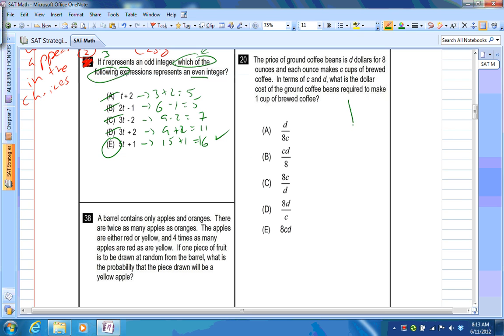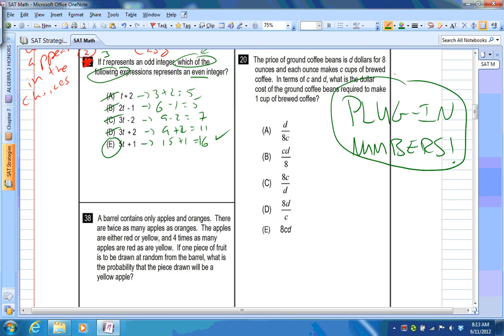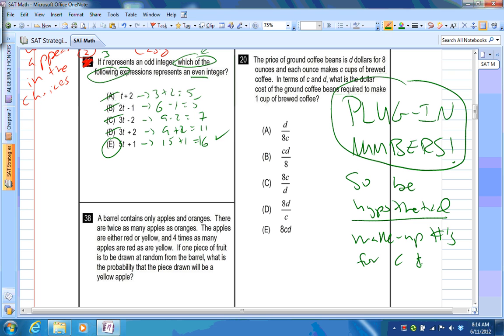What you want to do again is plug in numbers. That's absolutely crucial. To do this problem correctly, you've got to plug in numbers. It's too hard to do it algebraically. I even have a hard time doing it algebraically, like trying to figure out what equations, expressions you use. It's too much. So be hypothetical. What that means is make up numbers for C and D. But choose numbers that seem reasonable.